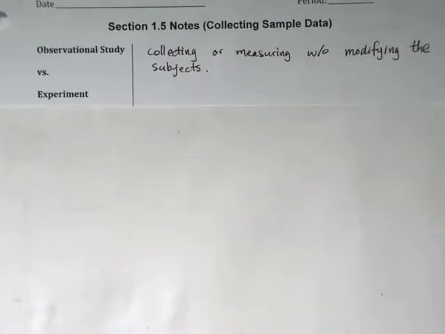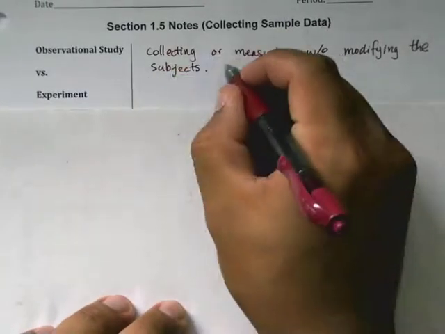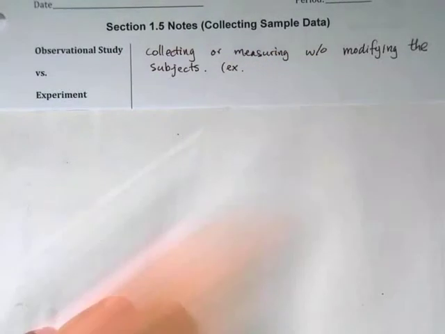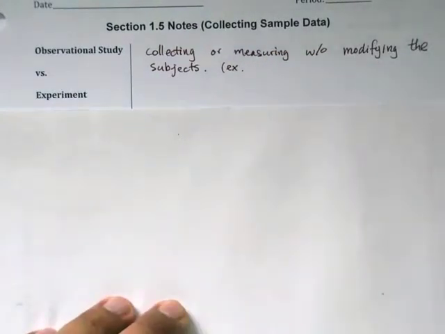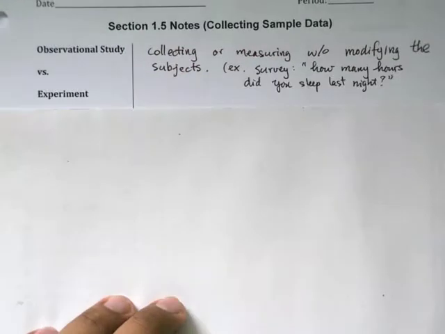Okay? So let me give you an example. An example would be asking people how many hours did you sleep yesterday. When you're asking people how many hours did you sleep last night, you're collecting information, you may be even measuring it, but you're not changing the people that you're studying. You're not telling them to sleep a certain number of hours.